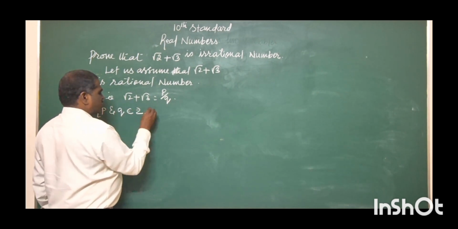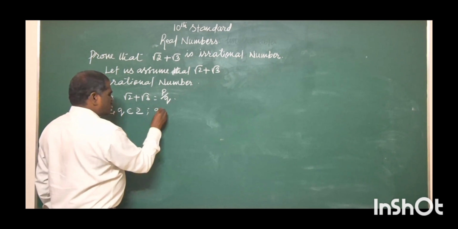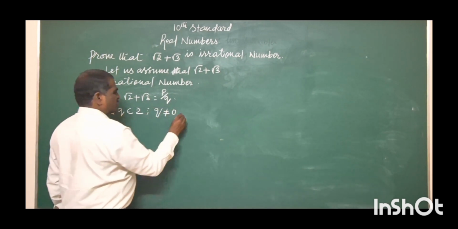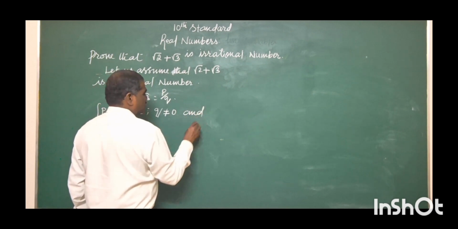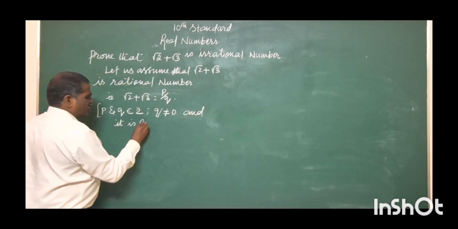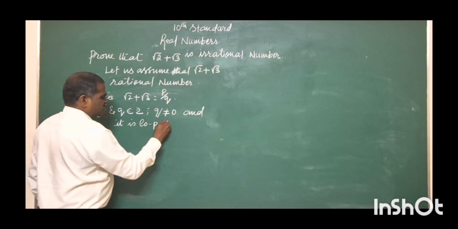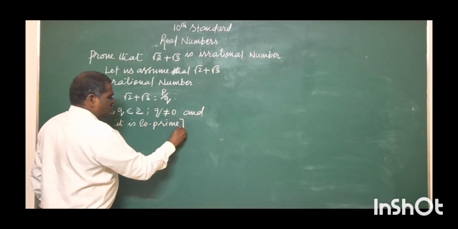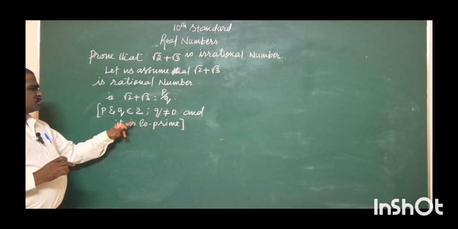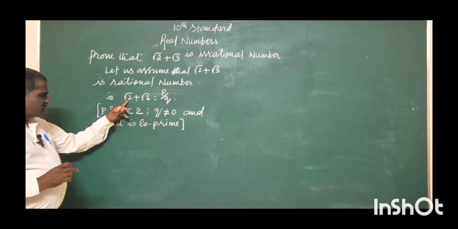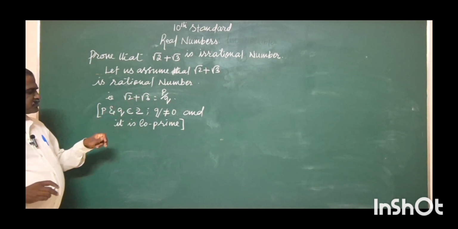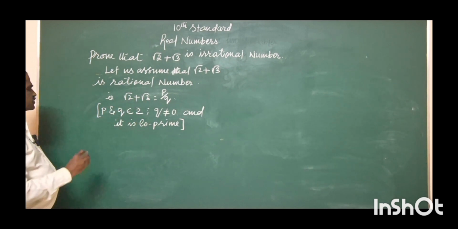where q is not equal to 0 and p and q are coprime. We already know coprime means the HCF of the numbers we selected is 1.